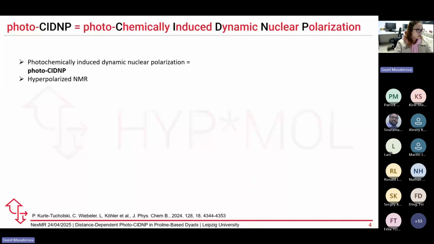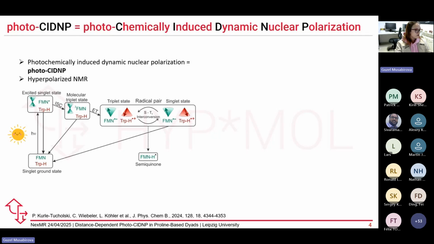So what is photo-CIDNP? Today it was already mentioned several times. It's photochemically induced dynamic nuclear polarization. And it's one of the ways how we can get polarized, hyperpolarized NMR. This is the photocycle that usually occurs in such LOV domains.